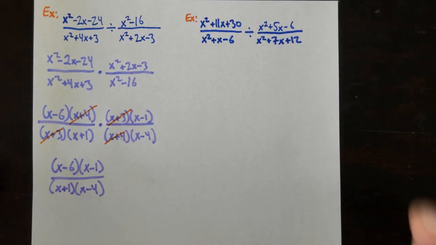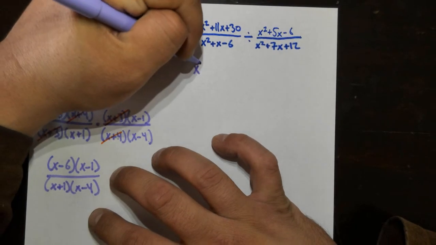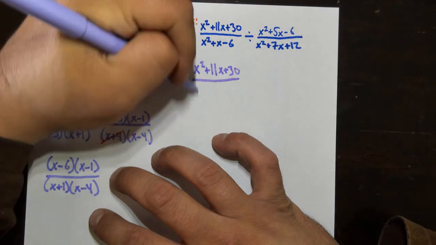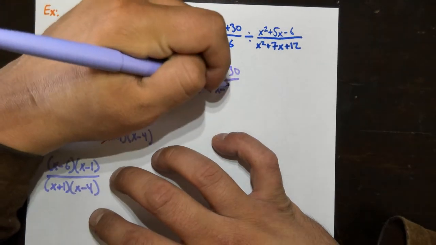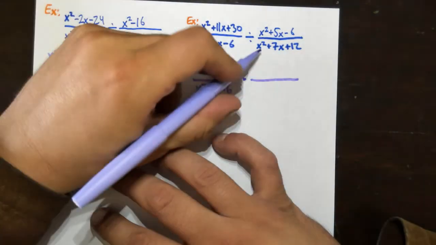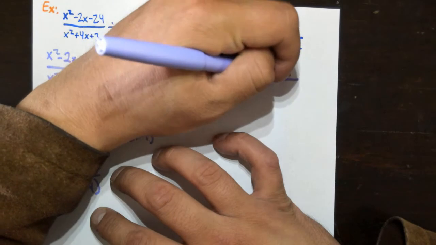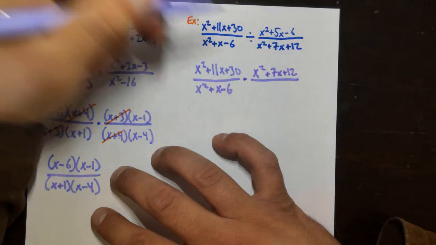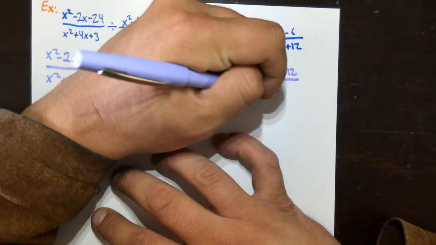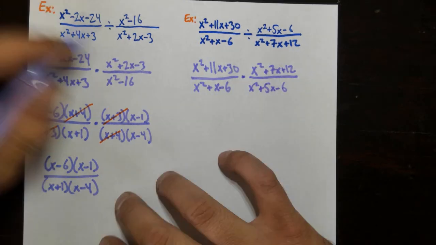So again, we're going to want to take the reciprocal of the second one and multiply. So I'll go ahead and rewrite it. And see, the bottom is going to be on top now, so x squared plus 7x plus 12. And then the top is going to now be on bottom, so x squared plus 5x minus 6. Okay, let's see, so now it's time to factor.